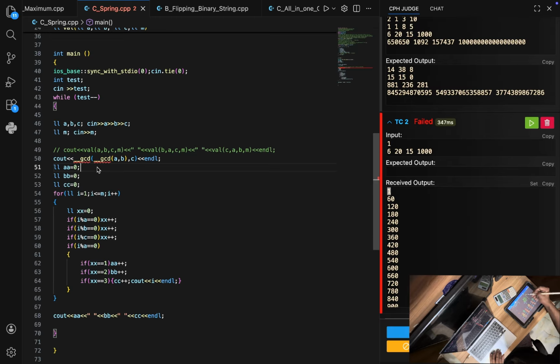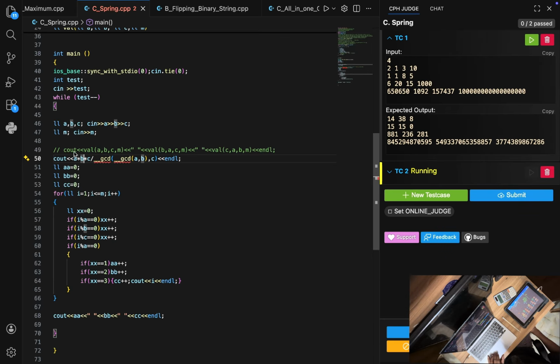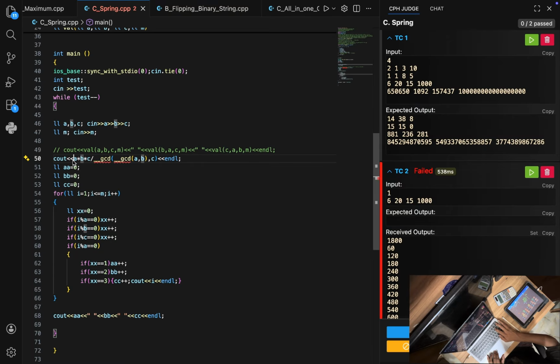I think it should be LCM actually. A into B into C divided by that stuff. Okay, divided by 1 is okay. So I should get 3, 2, 5. 3, 2, 2, 5, I guess. 3, 2, 2, 5, 3, 4, 5. If I get that, greatest common divisor.